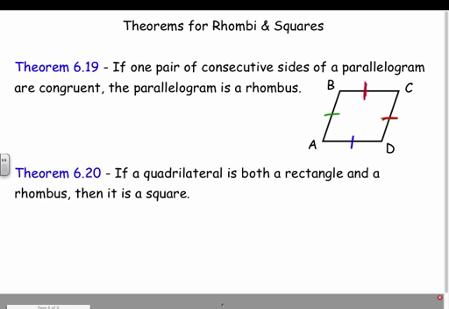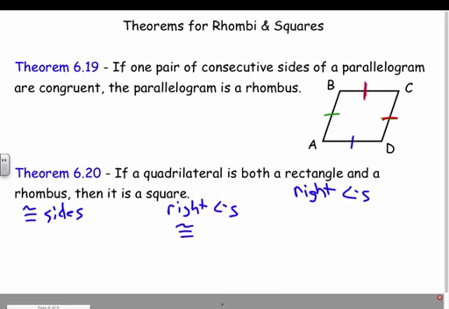And lastly, if a quadrilateral is both a rectangle and a rhombus, then it is a square. Because if it's a rectangle, that means it's a parallelogram with right angles. If it's a rhombus, it's a parallelogram with congruent sides. And if you think about that, that's what a square is, isn't it? It's a parallelogram with right angles and congruent sides. So if a quadrilateral is a rectangle and a rhombus, then it's a square. So all squares are a rhombus and a rectangle. Every single square is.